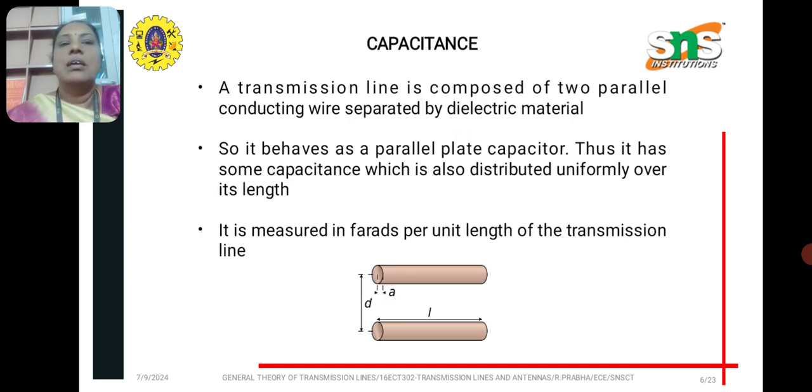And the next is the capacitance. The parameter capacitance is represented by the letter C, and we know that a transmission line is composed of two parallel conducting wires separated by a dielectric material. So it behaves as a parallel plate capacitor, thus it has some capacitance which is also distributed entirely over the length, and also uniformly distributed. It is measured in farads per unit length of the transmission line.